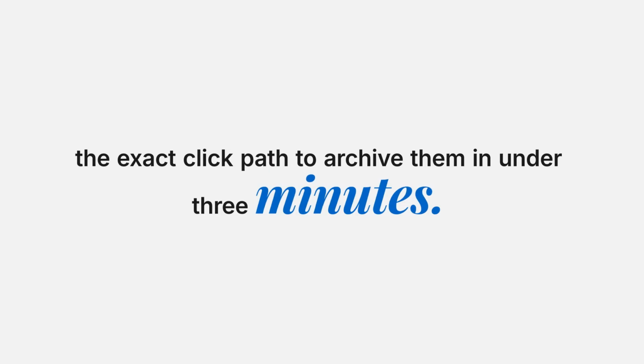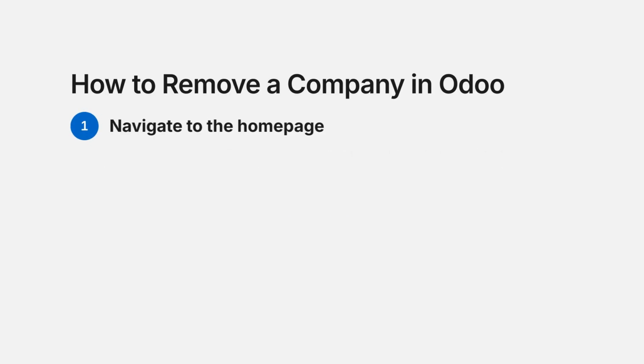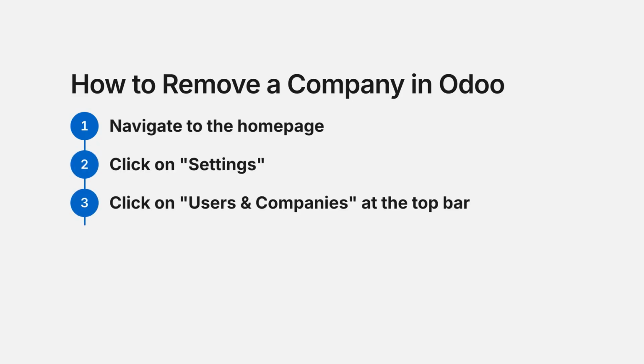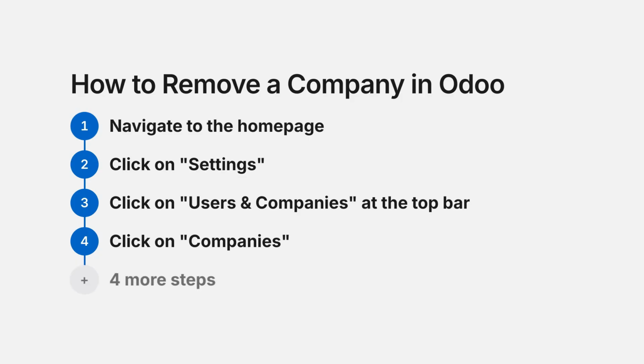Are you tired of unwanted companies cluttering your Odoo database? Learn the exact click path to archive them in under 3 minutes. We'll start on the homepage, click through Settings to Companies, then select, archive, and confirm. It takes less than 3 minutes.